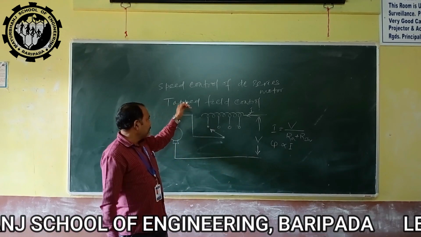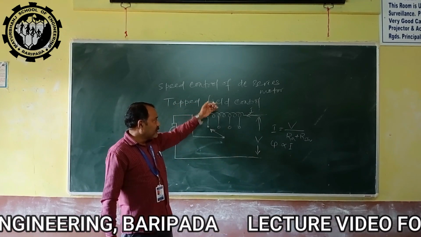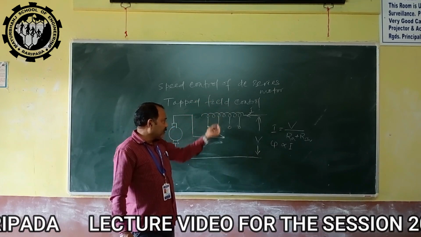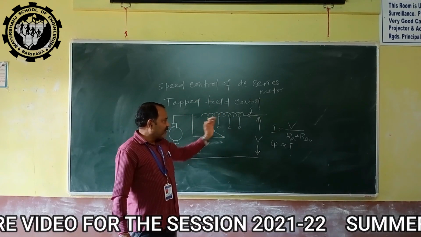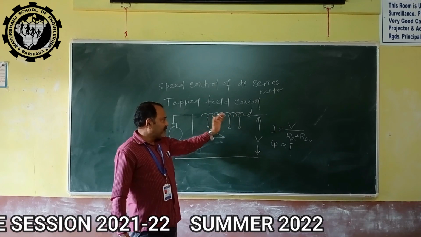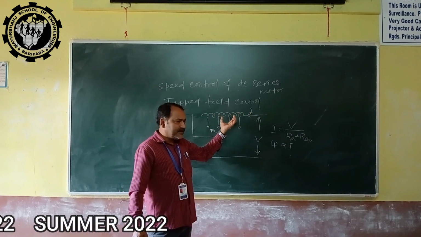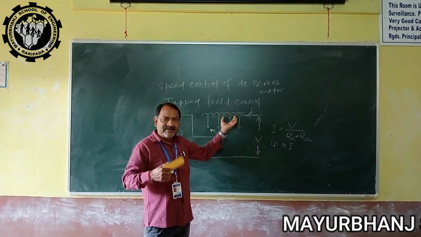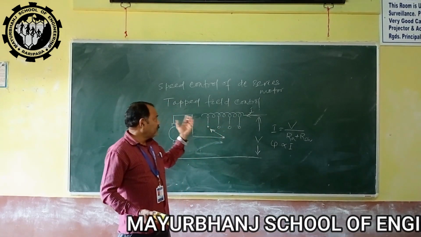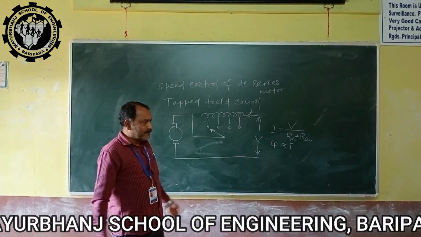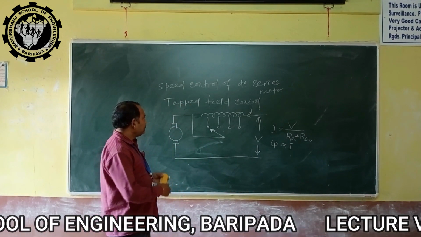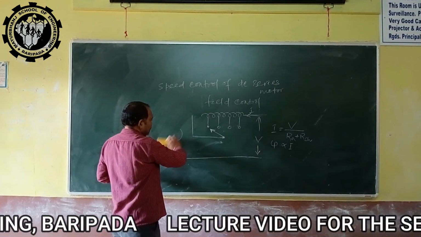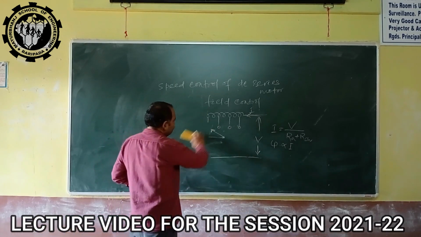So the name suggests itself, the tapped field control. That means from the field circuit we are bringing out some tappings. By that we are varying the field resistance, and by varying the field resistance we are varying the flux produced in the field circuit, and thereby we are changing the speed of the DC series motor. So that is tapped field control method. So another method is there, that is parallel field control method.